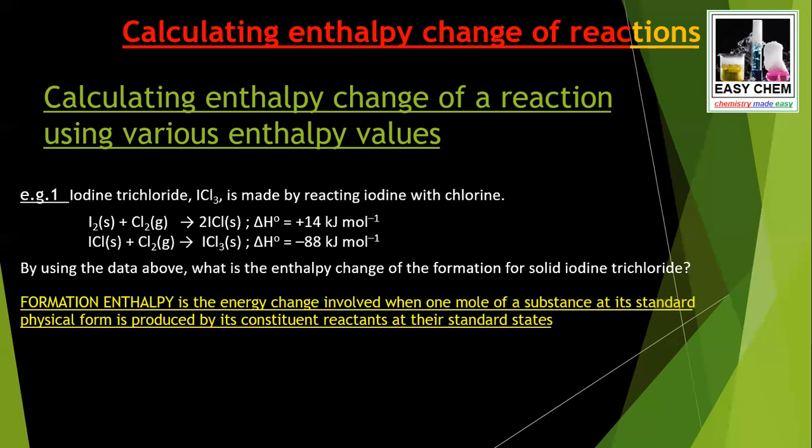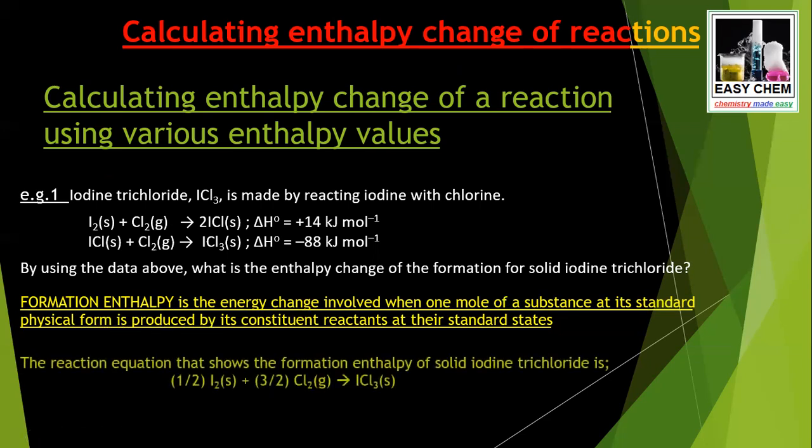We don't have that equation. However, the question says we have to find out the enthalpy change of formation. What is formation enthalpy? Formation enthalpy is the energy change involved when 1 mole of a substance at its standard physical form. There should be only 1 mole. So 1 mole of the substance should be at its standard physical form, and it has to be produced from its constituent reactants at their standard physical form. Accordingly, ICl3 solid formation enthalpy can be written like this: half iodine solid plus 3/2 chlorine gives ICl3 solid.